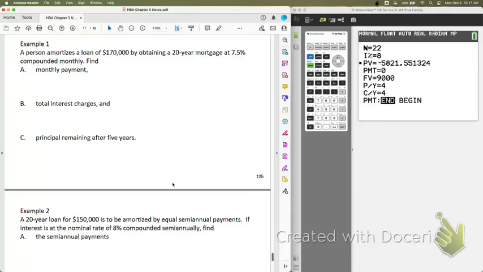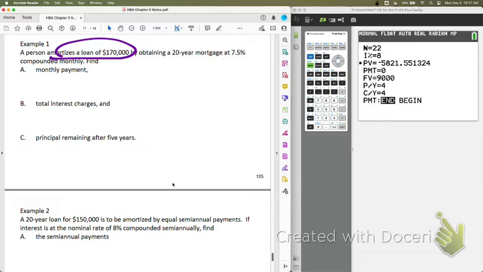When looking at this, it tells us a person amortizes a loan of $170,000, aka they take out a loan, $170,000, by obtaining a 20-year mortgage at 7.5% compounded monthly. We would like to find a couple different things. One, if you're going to take this loan out, what's your monthly payment going to be? Also, how much interest are you going to pay over the length of the loan? And how much principal is remaining after 5 years?